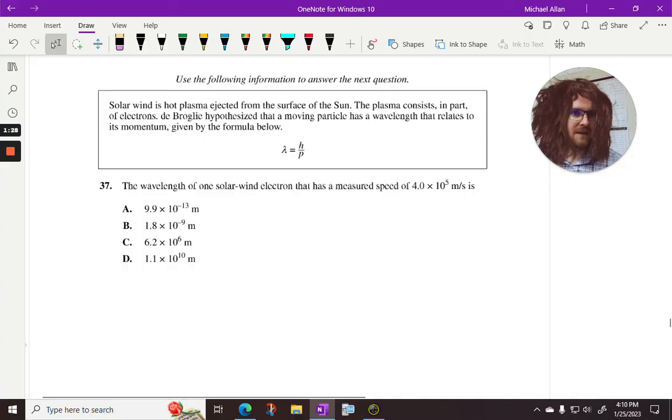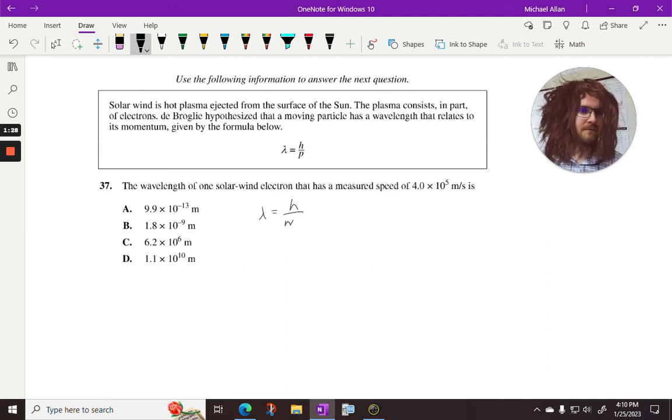De Broglie hypothesized that these moving particles have a wavelength, and that's just the Compton formula rearranged a little bit. p is equal to h over lambda. And we just have to figure out what the wavelength of a fast-moving electron is going to be. So remember, momentum is m times v, right? So that momentum there is that. Now we're just going to plug it in.